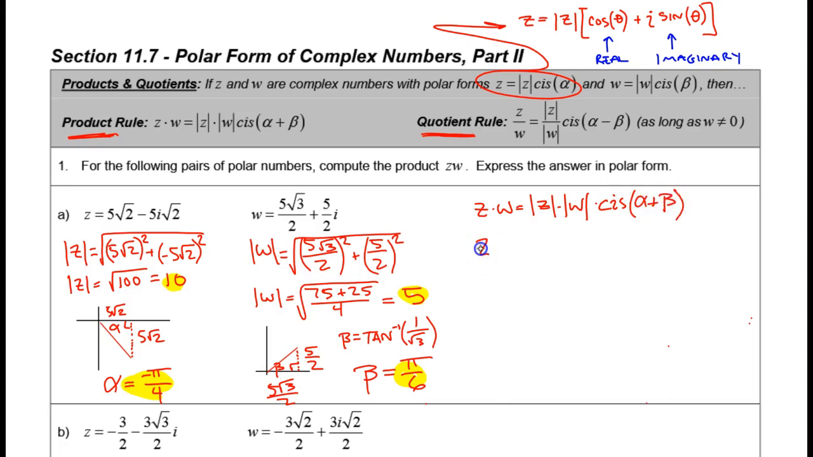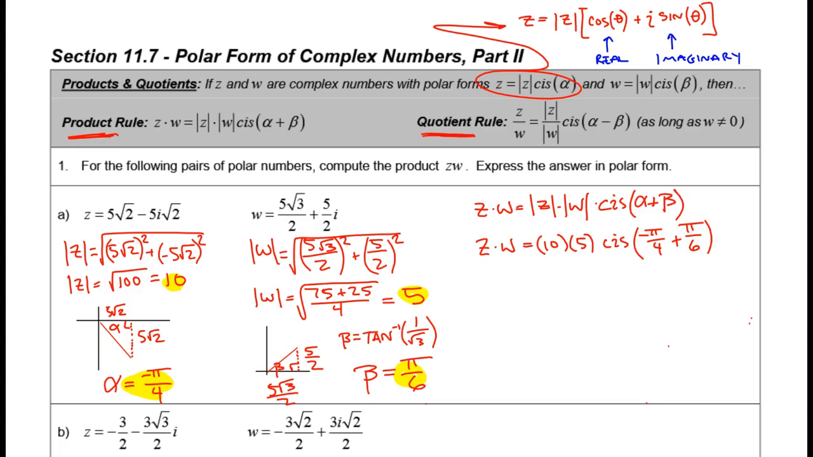So let's go ahead and substitute in what we know. Modulus of z is 10. Modulus of w is 5. And then alpha is negative pi over 4. And beta is pi over 6.